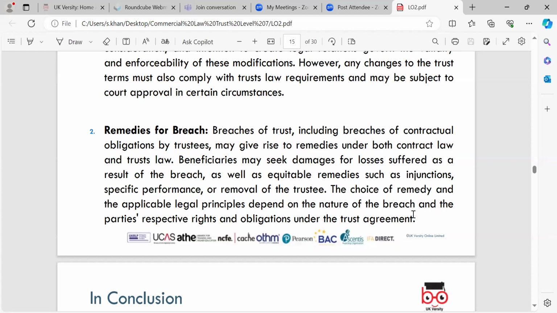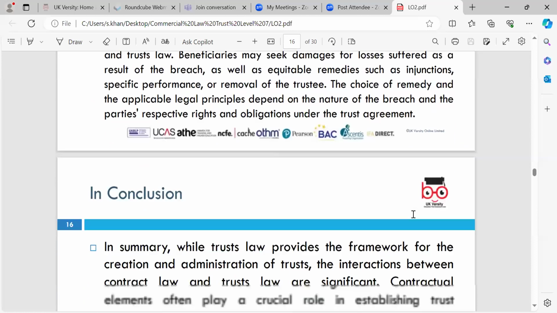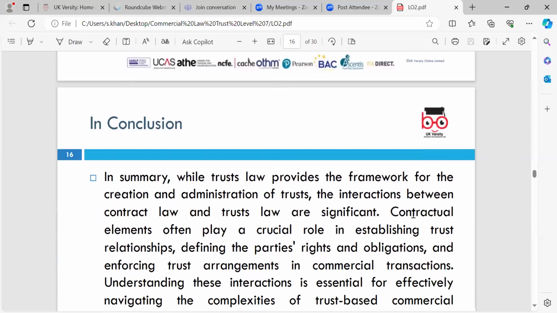So if it's quite severe, the severity of the breach may be a factor, and obviously they will suffer a little bit more than others. And the parties' respective rights and obligations: if they had more rights under the trust agreement, then the breach would be more harsh.